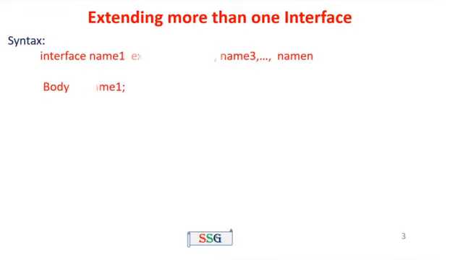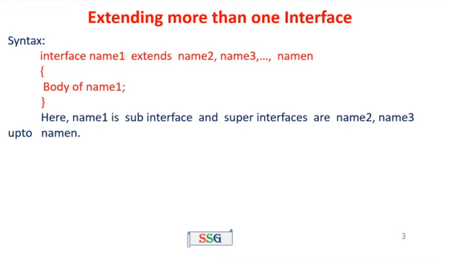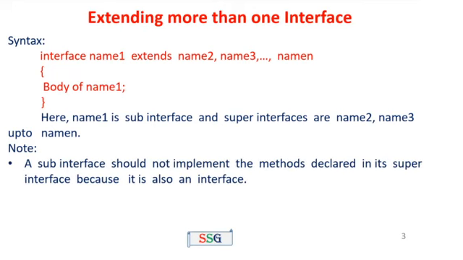Extending more than one interface. The syntax for extending more than one interface: name1 extends name2, name3, up to name n, then the body of name1. Here name1 is a sub interface and the super interfaces are name2, name3, up to name n.